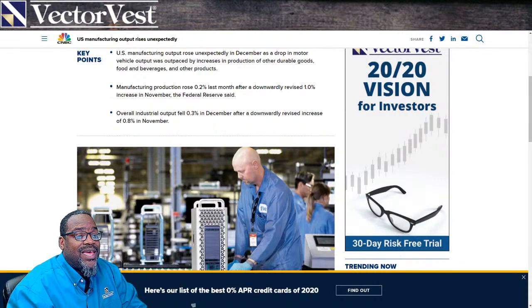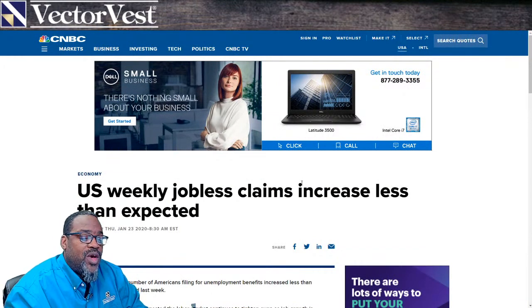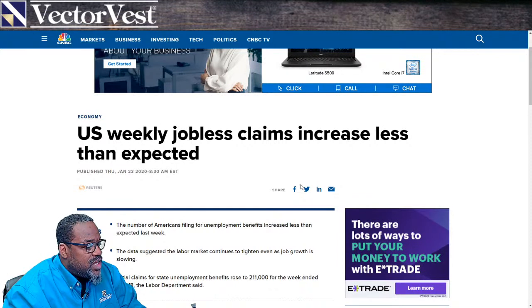And another big thing, in case you were not aware of, U.S. weekly job claims increased less than expected. Guess what, folks? People are working. That is always great for the economy.